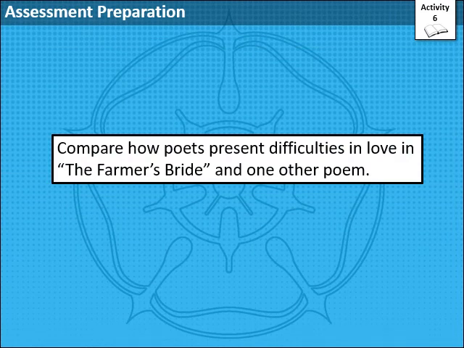You're now ready to begin your plan for Wednesday's assessment task. The question is: compare how poets present difficulties in love in The Farmer's Bride and one other poem. Identify the key focus of the question and then use the planning templates in the booklet as a starting point.